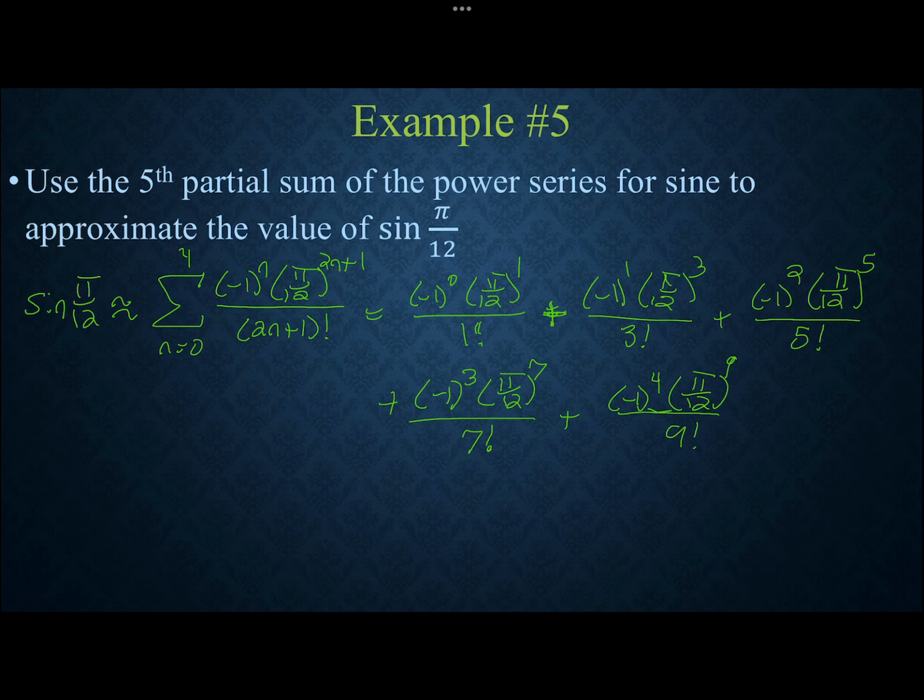All right, so this is going to give us our partial sum value. So we're going to find our calculator right there. You're going to go through using the summation formula. So we should be getting 0.259.